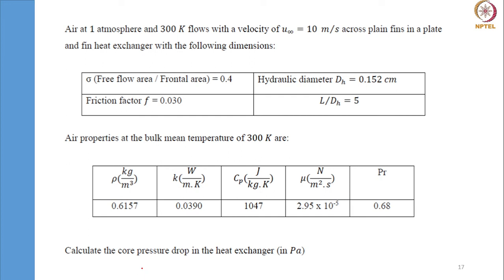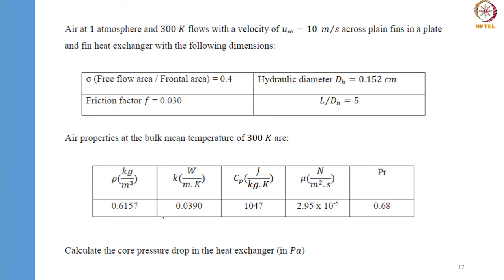We have a plate fin heat exchanger where air at 1 atmosphere and 300 Kelvin flows with a free flow velocity of 10 meters per second. Fin geometrical parameter, that is sigma, free flow area by frontal area, is also given, 0.4. The hydraulic diameter is given for the passage of air, 0.15 centimeters. L by D ratio of 5 is also given. Other thermophysical properties like rho, K, Cp, viscosity and Prandtl number are given. So we are interested to find out the core pressure drop in the heat exchanger.